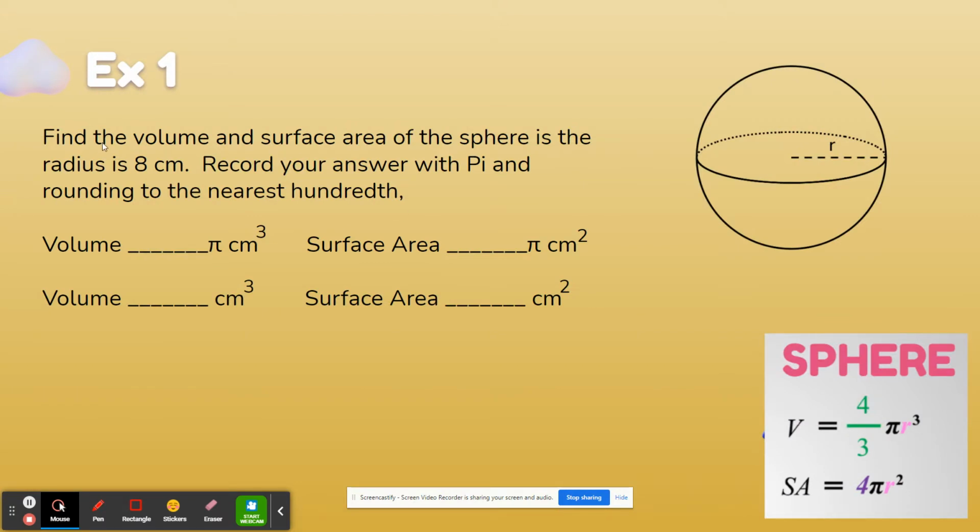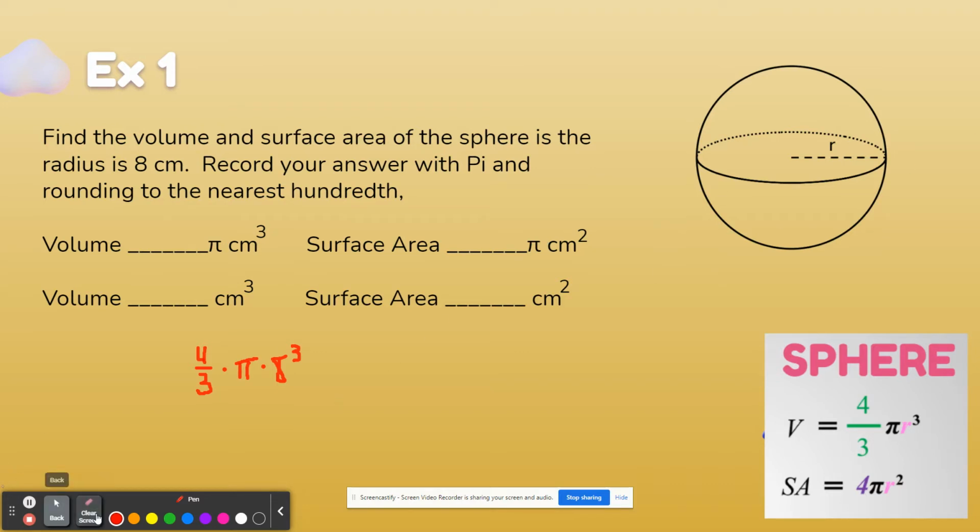Now, for your first example, it says find the volume and the surface area of the sphere if the radius is 8 centimeters. So one of the things that I like to do is, right here is our volume, right? So we're going to write it out. 4/3 times pi times the radius cubed, which in this case is 8. And the first part says record your answer with pi. So it wants you to leave pi alone.